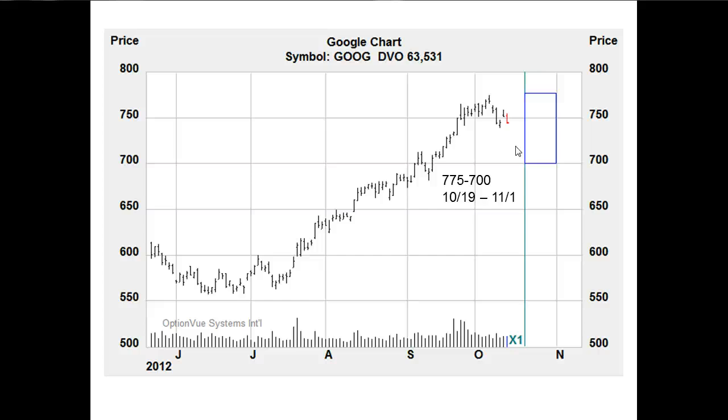If it went down, it could go down to around the 700 mark, either real quick or sometime in this little 2-week period or so. Well, it's about a week and a half period right there. All right, here are the numbers. The high of 775, a low of 700. The date for this closer line here, 10/19, moving out to November 1st. That would be our target box.